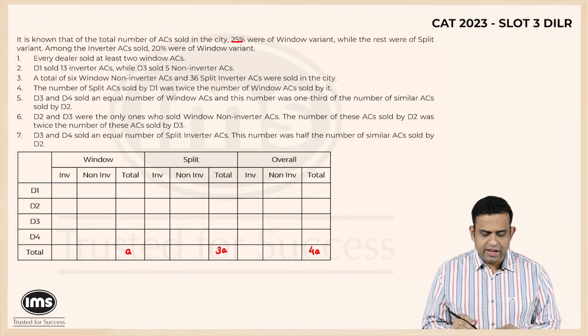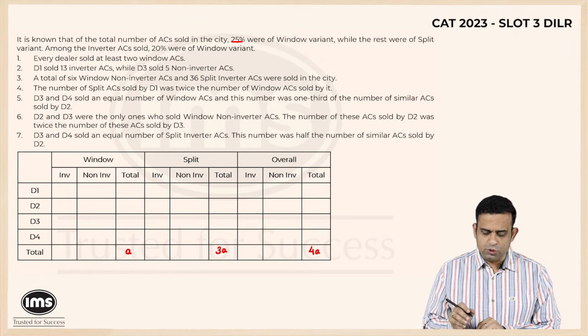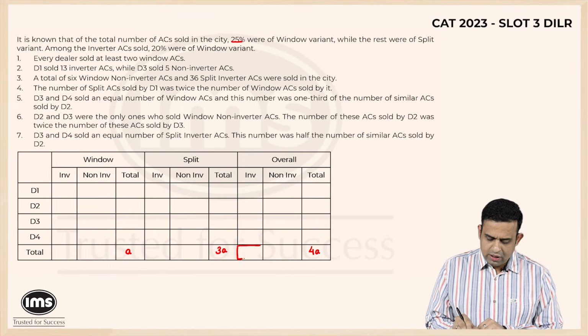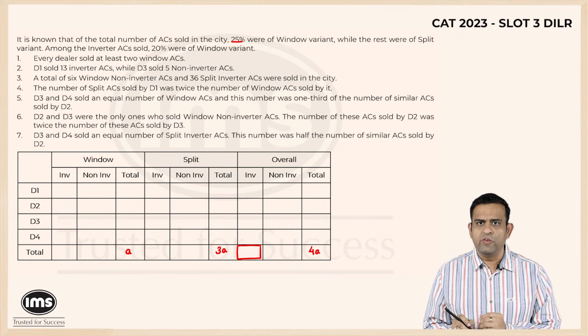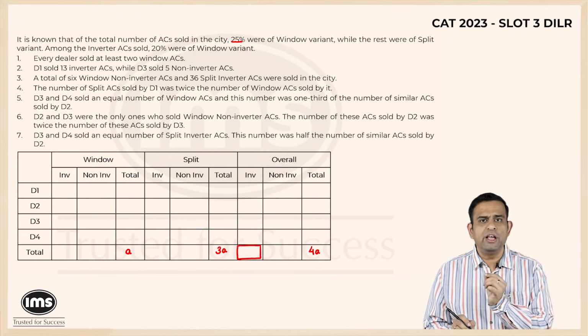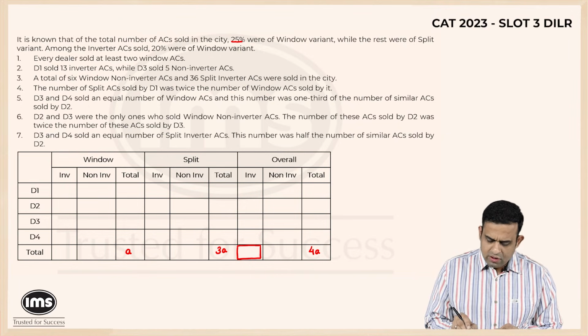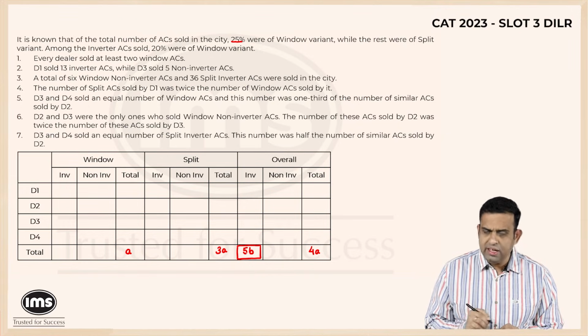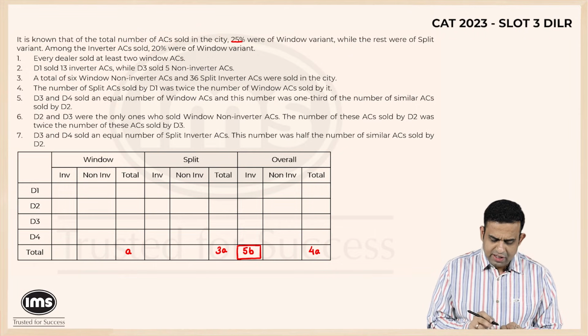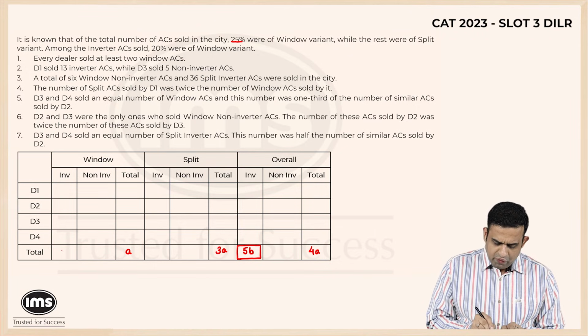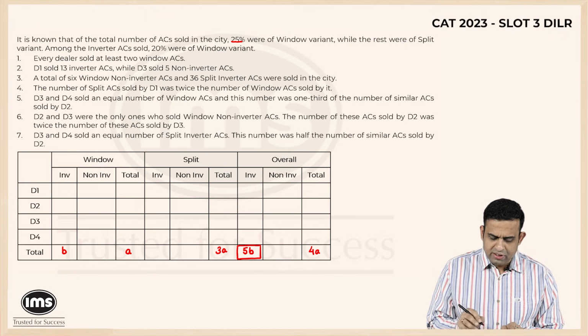Then if I look at the next line, among the inverter AC sold, so inverter total, they are saying that 20% of them happens to be nothing but window variant. So first of all, 20% means 1/5. If I assume this total as 5B, then out of 5B, 1/5 will mean B are window variant. This is going to be B. That means the split inverter would be the remaining 4B over here.